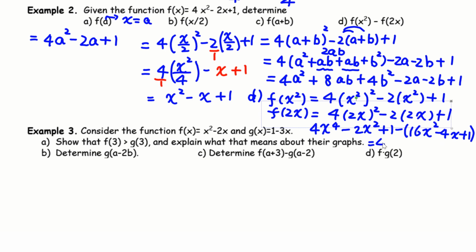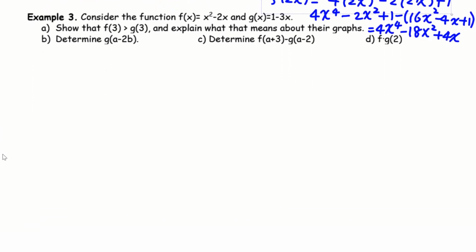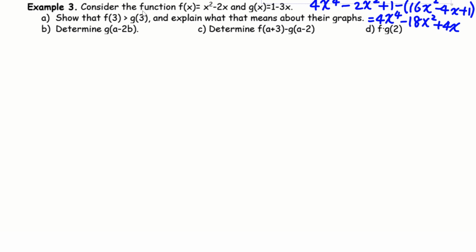Then collect the like terms. You will have 4x to the exponent 4 negative 2x squared minus 16x squared. They are like terms. We have minus 18x squared. Minus 4x is plus 4x. For the constant, plus 1 minus 1 is 0. So this is the final answer for question D. And after that, we are going to see question example 3.